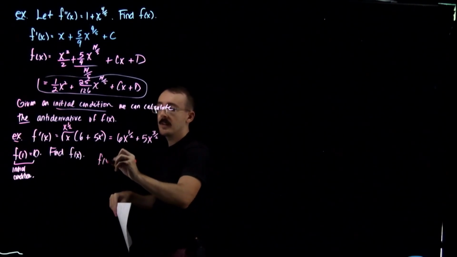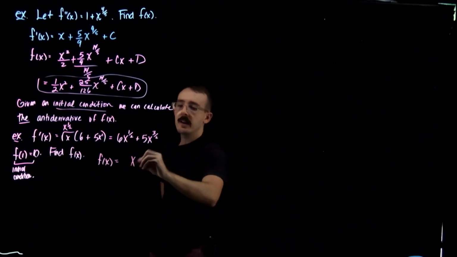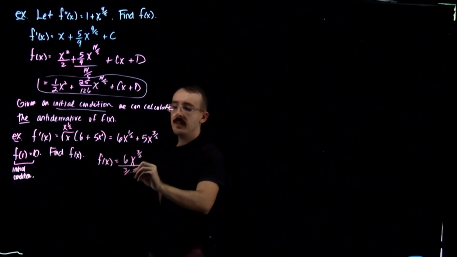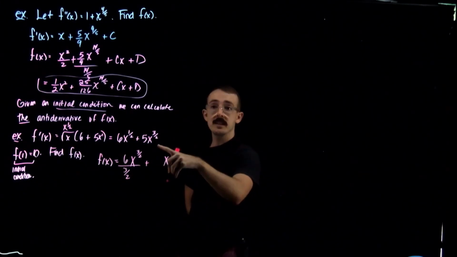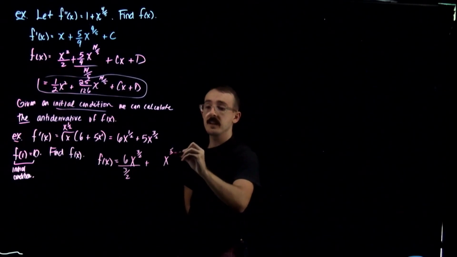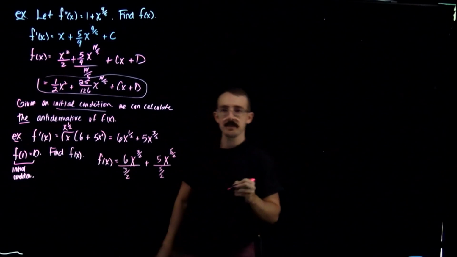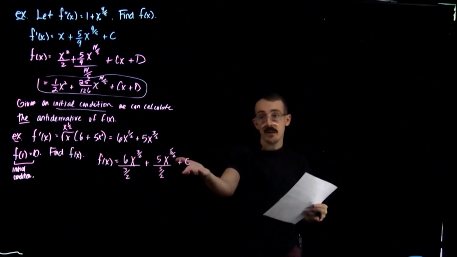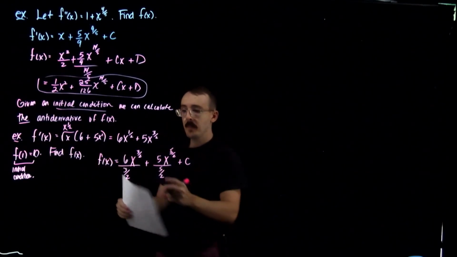So this means f of x is, increase the power by 1, I get x to the 3 halves, and then you get 6 divided by the new power, which is 3 over 2, plus x, increase this power by 1, so that's 5 halves now. 5 divided by new power is 5 halves, plus some c. We don't know what constant's there, but we're going to use this right here to find out.